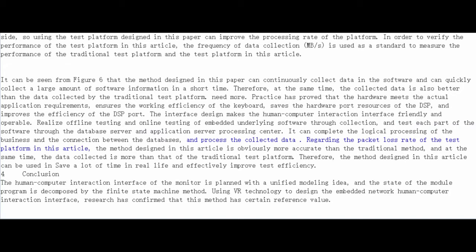Regarding the packet loss rate of the test platform in this article, the method designed in this article is obviously more accurate than the traditional method. And at the same time, the data collected is more than that of the traditional test platform. Therefore, the method designed in this article can save a lot of time in real life and effectively improve test efficiency. Conclusion: the human-computer interaction interface of the monitor is planned with a unified modeling idea, and the state of the module program is decomposed by the finite state machine method. Using VR technology to design the embedded network human-computer interaction interface, research has confirmed that this method has certain reference value.